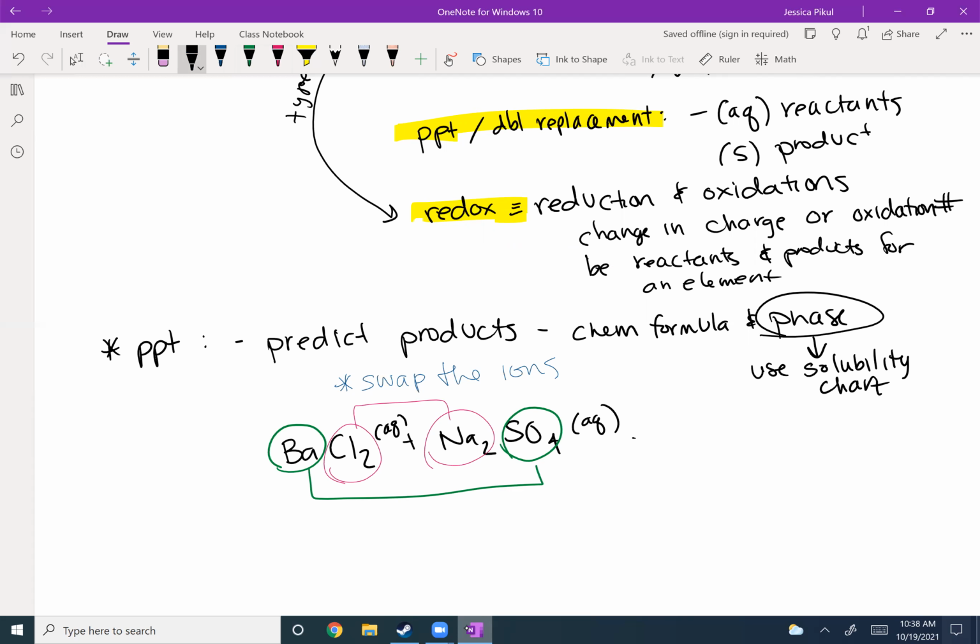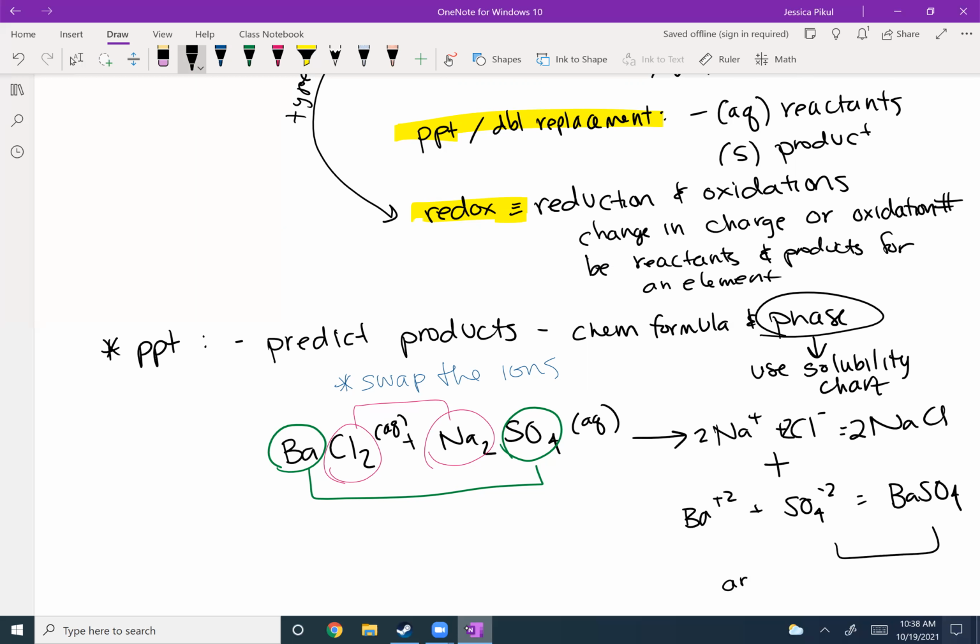That would be sodium plus ions and chloride ions, and I've got 2 of each. So that's going to equal sodium chloride. And then I'm also going to have barium +2 and sulfate -2. That's going to equal barium sulfate. So now what I do is check and see, are either of these insoluble?